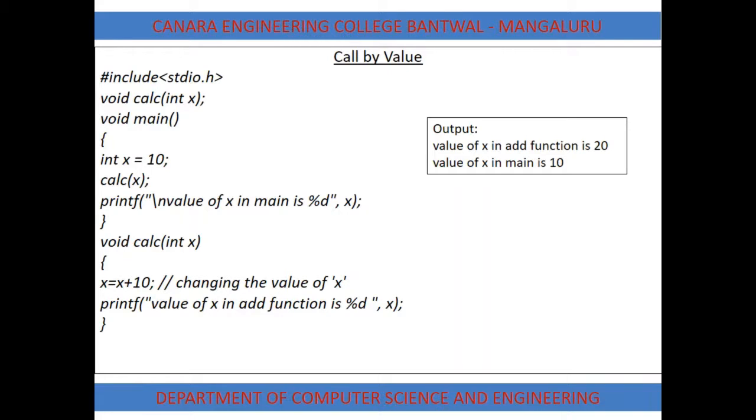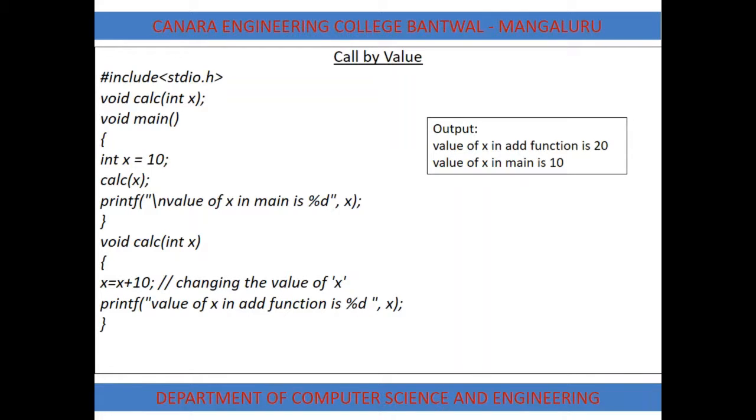So void calc(int x) is the function which I have declared here. Void, because it's not going to return anything. Calc is the name of the function. Int x, so it takes one input argument, that is x here. Now in the void main, because the main function does not return anything, I mentioned it as void main. Now int x equal to 10. A variable x I have declared here and initialized it with the value 10. Now calc(x). This is the actual parameter I am passing to the function calc.